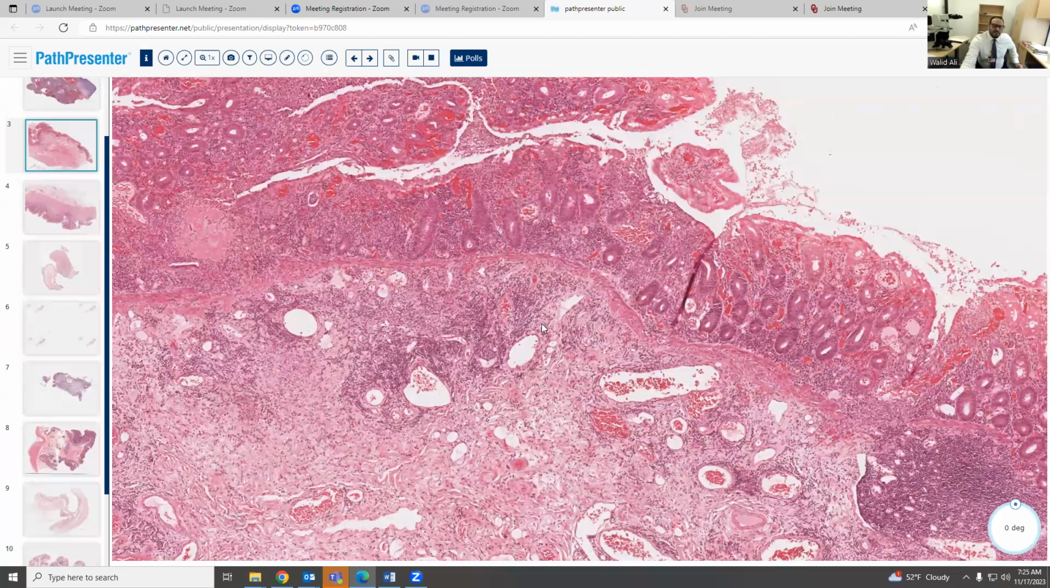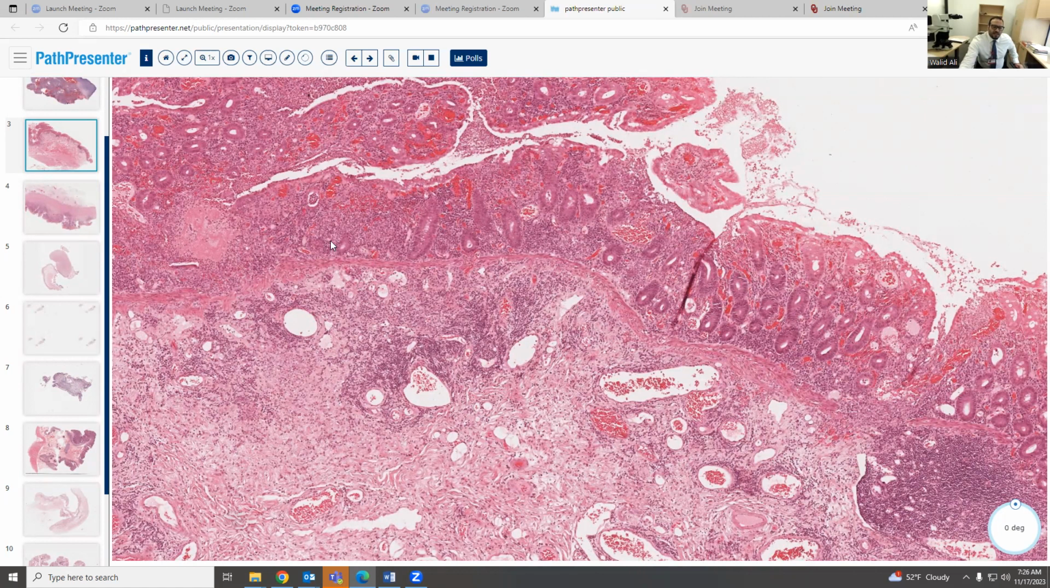Inflammatory bowel disease, in pathology, they call it chronic active colitis, or whatever the location is. And here's the thing: to be able to diagnose inflammatory bowel disease, there are features of chronicity and features of activity. Features of chronicity tell you there's a chronic process, and activity tells you it's still going on. It's very important to know both of those features.